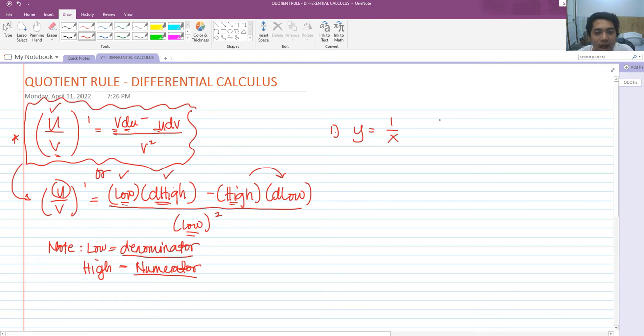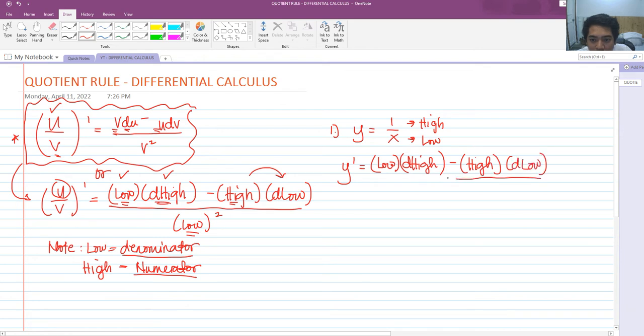So for example, we have y equals 1 all over x. We know that 1 is our high because that's the numerator and x is our low. So let's apply. If we have y prime, we have low times the derivative of high, minus high times the derivative of low, d low, all over low squared. So how do we do that? We first copy the low. What is the low? That is x, the denominator, multiplied by the derivative of high.